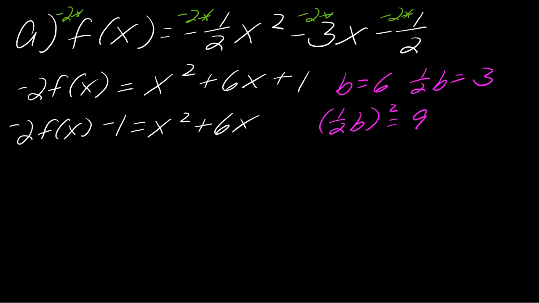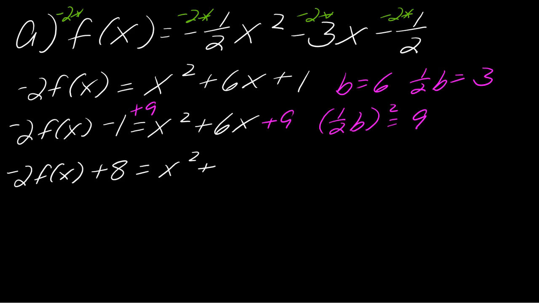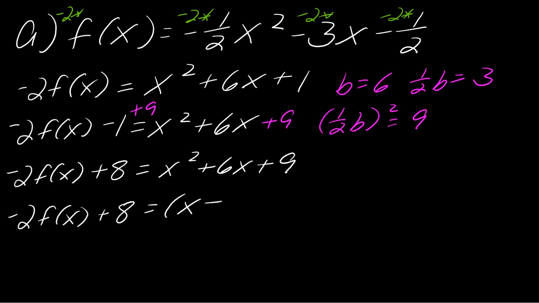Now, whatever my half b squared is, I add it to both sides. So now I have -2 f of x plus 8 equals x squared plus 6x plus 9. The whole intent of completing the square is to write this as a square. So this becomes -2 f of x plus 8 equals x plus 3 squared. If you're not sure how to factor this, what you write here is always whatever your half b is.